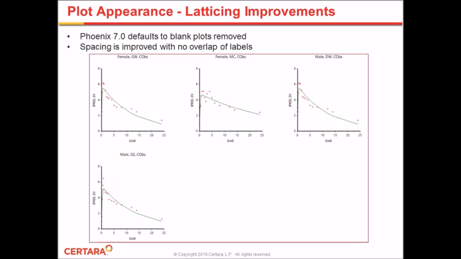Now in Phoenix 7.0, the default is for the blank plots to be removed. If you prefer to see all subjects, then you just uncheck the collapse sparse latticing option and you can bring all subjects back in. But the default is for the blank plots to be removed. Also, the spacing is improved so that there's no overlap of labels. And actually, with the way this feature is re-architected, it's impossible to get an overlap of those labels now in the lattice plots.